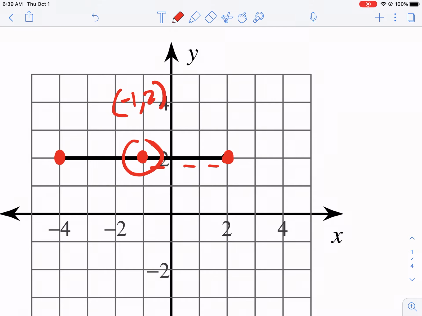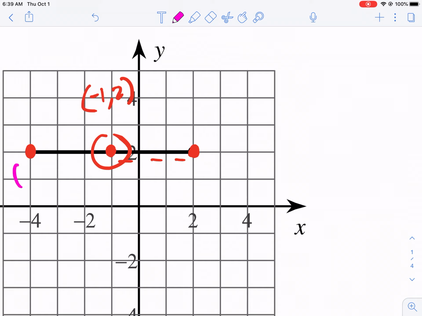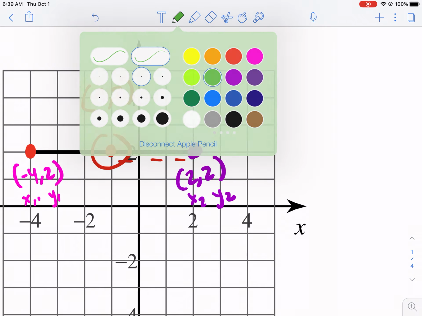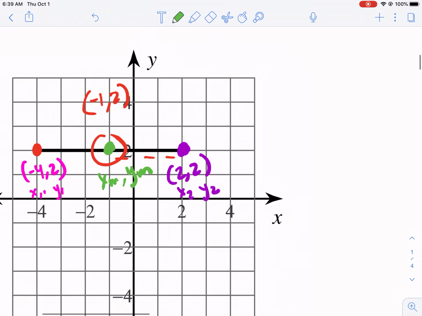Now, how does this work with the midpoint formula? Well, first we're going to label. So I'm going to label this -4, comma 2, and that's my x1, y1. I'll call this one purple. This is going to be my 2, 2. This is my x2, y2, and I'm looking for my xm, ym, looking for my midpoint.